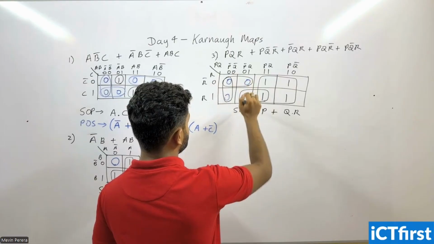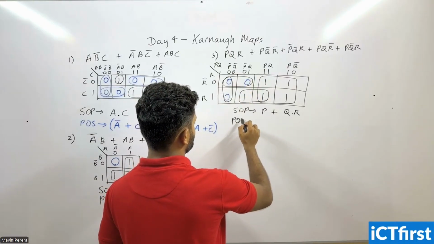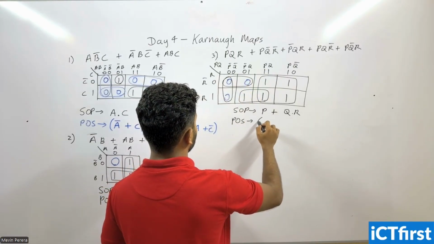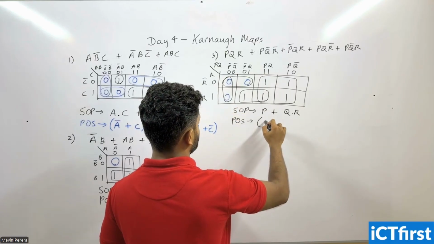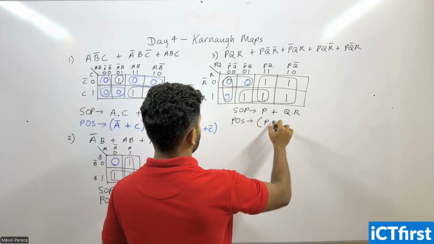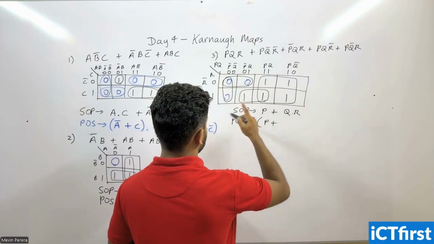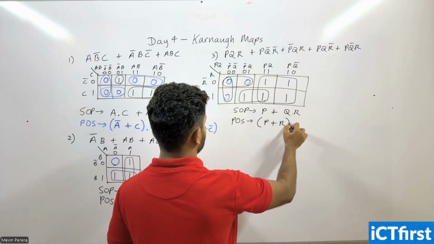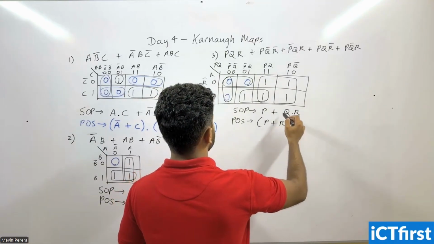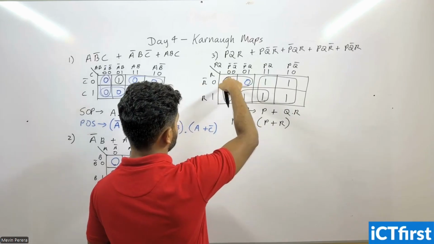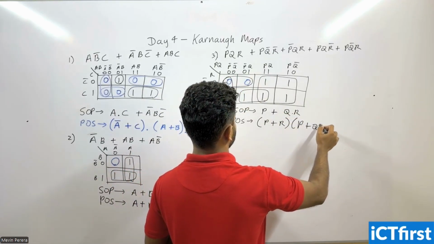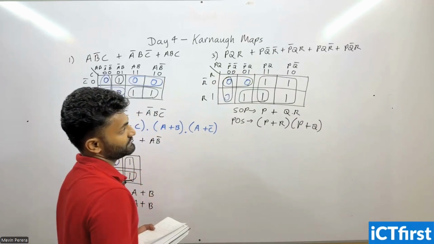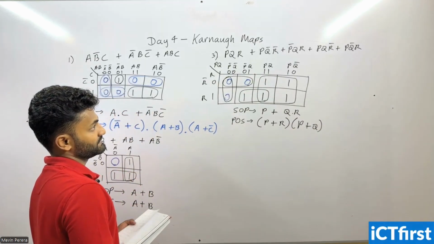So the common one here is P bar. Instead of P bar, we are writing P. Then R bar is common. So instead of R bar, we are writing R. So in this particular group, the common ones are P plus Q. So this is the POS expression for that.